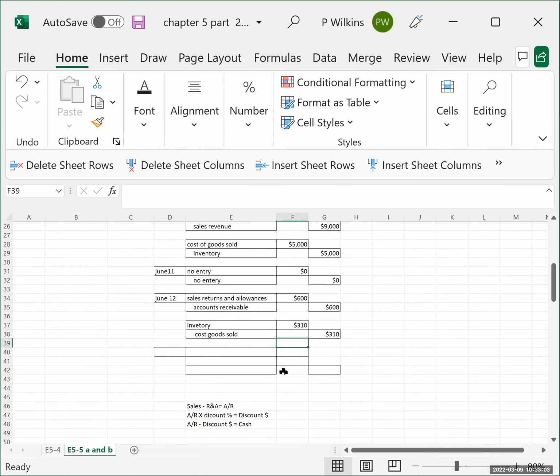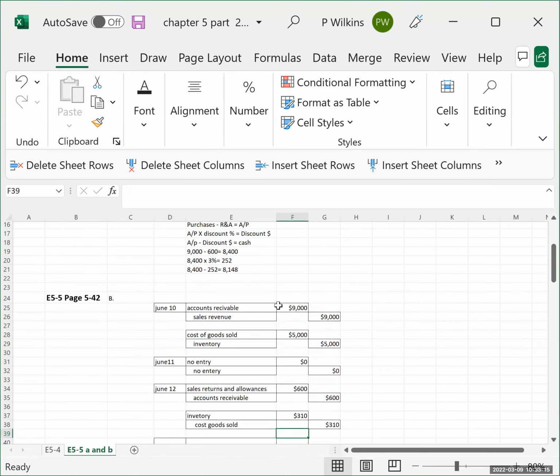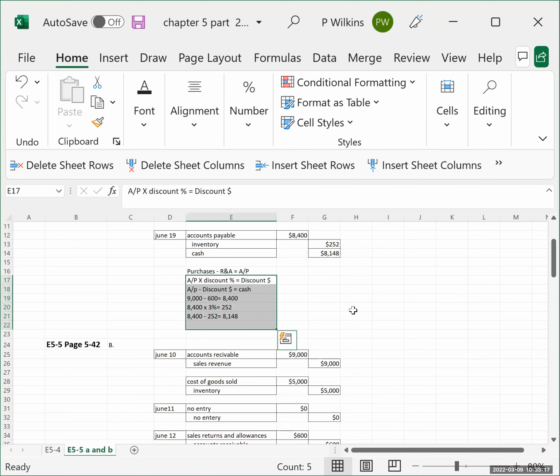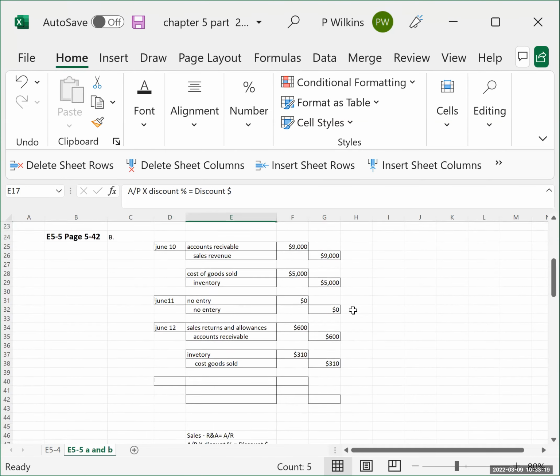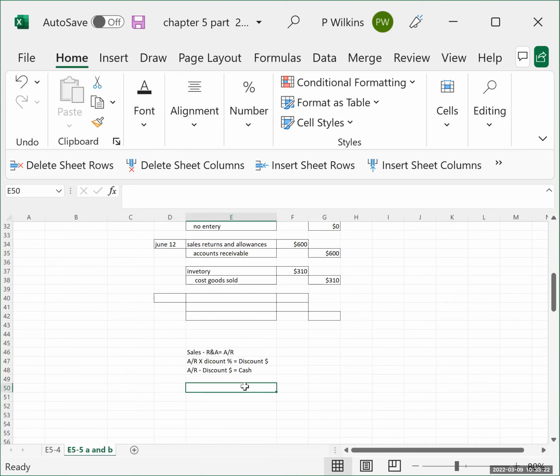All right. Now, the last part says, on June 19th, Pius Company pays MacGyver in full less the purchase discount. Both companies use perpetual inventory system. We actually already know what the numbers are because we figured all the numbers out up above, but we're going to do it from the seller's perspective just so you know the terms. So it's sales minus returns or allowances gives us the accounts receivable number. Accounts receivable number times the discount percentage gives us the discount dollar amount. And then the accounts receivable number minus the discount dollar amount gives us the cash amount.